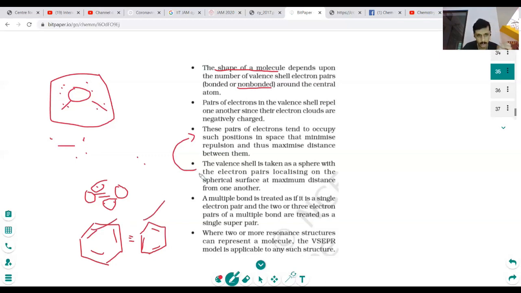These are the different postulates of VSEPR theory. In a nutshell, VSEPR theory is nothing but the arrangement of valence electrons, the bonded and lone pairs of electrons, in such a way that they are arranged far from each other, at the maximum distance, so that the energy can be minimized and the molecule becomes stable.